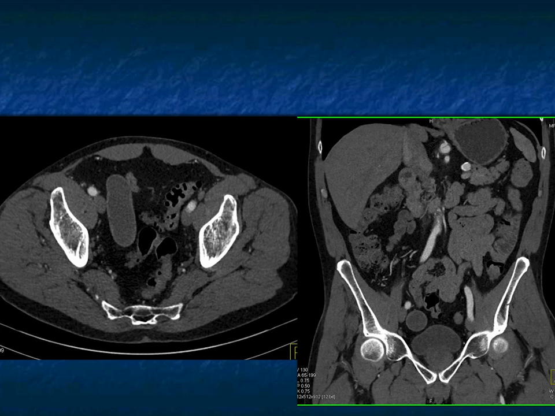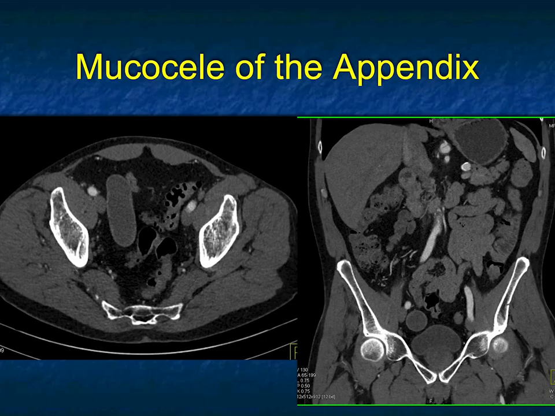So I think to me, I'm going to say there's a large tubular structure. I would follow it. Maybe I could tell it's the appendix, but if I couldn't tell for sure it's the appendix, I would say it's a tubular structure. Could be mucocele. Could be a Meckel's diverticulum, and this was a mucocele. Just a really, really nice example, an important diagnosis.